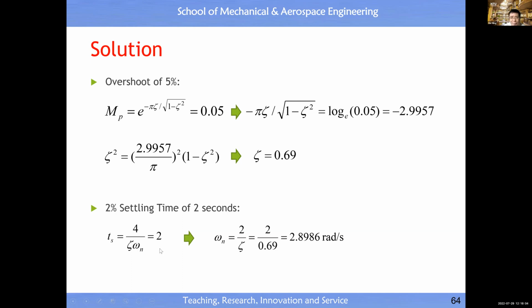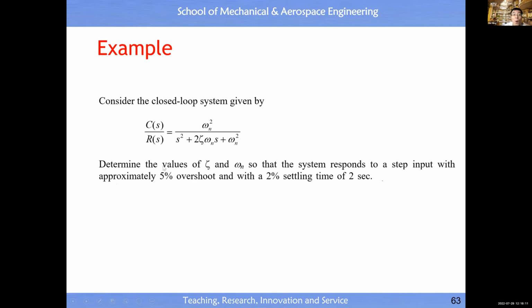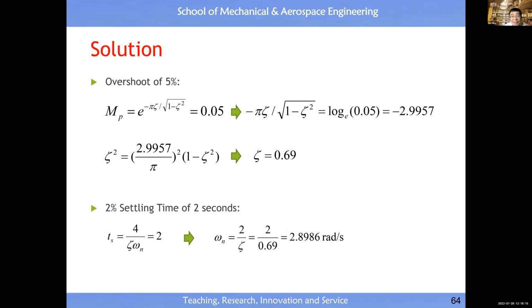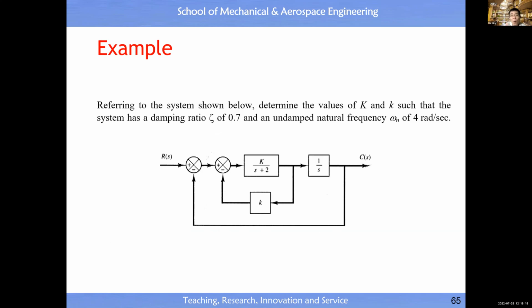We know zeta. All right, then we can calculate what should be omega n. So you see, now we know zeta, we know omega n, then we know what should be the transfer function. Done already. So this is a very powerful, simple design method. All right, and one more example.